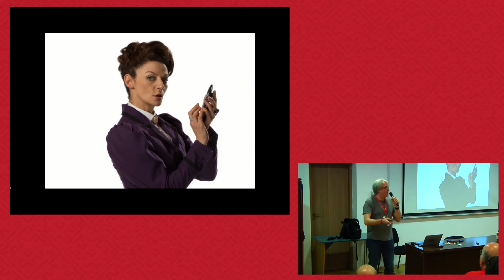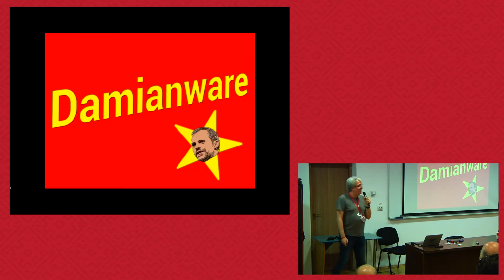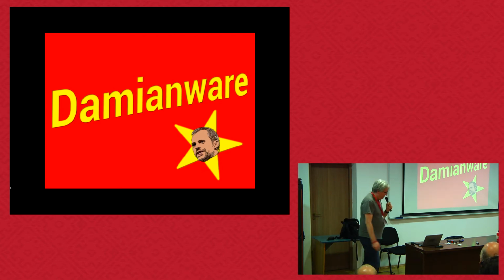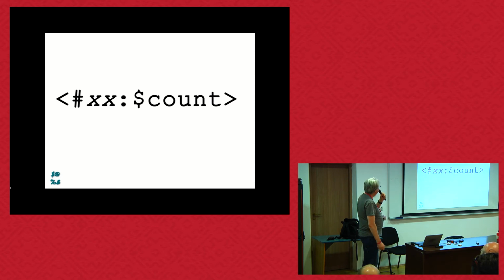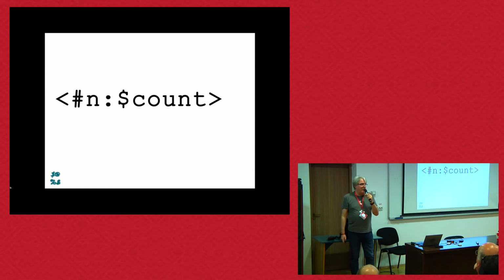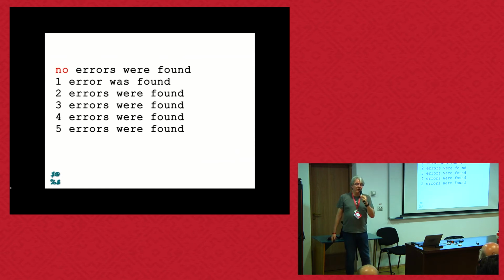So anyway, having demonstrated the way that it works, she comes back to you and says, should it say 0 errors or should it say no errors? And you're thinking, oh, yeah, okay, that's actually not a bad idea. But this is Damian Conway, so let's read the documentation. And it turns out that the syntax for these tags doesn't actually look like this. It looks like this, and there are slots where you can put parameters in. If you put the parameter n, it tells it to use the word no instead of 0. So you just add that one letter, and suddenly it now says no errors were found.